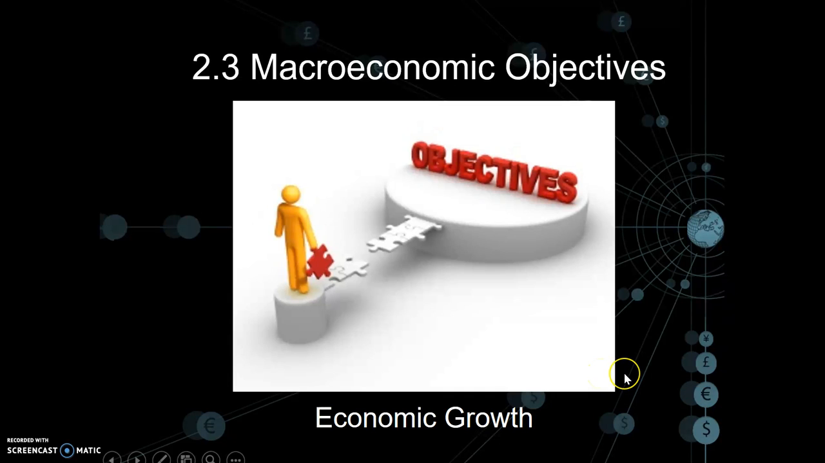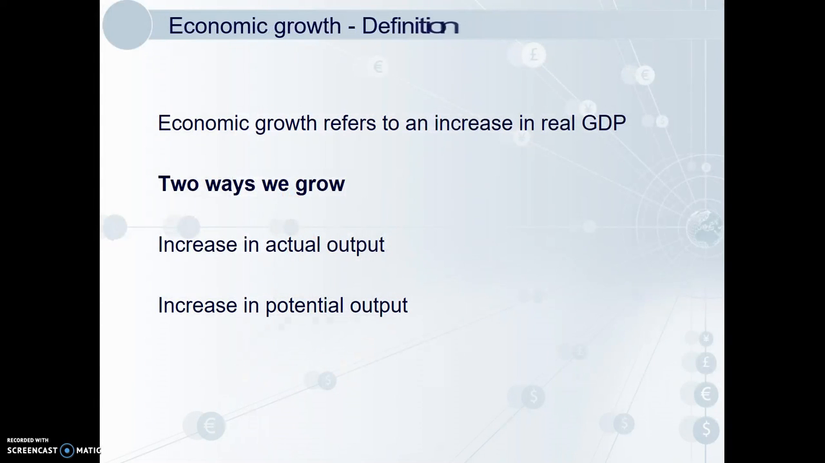Hi all. Today we are looking at section 2.3 and our third macroeconomic objective, economic growth. We'll start with a definition, and this is one of the easiest but most important definitions there is. It is almost guaranteed that this will be asked in every exam session. It is an increase in real GDP. That's all we need to know. Economic growth is an increase in real GDP.